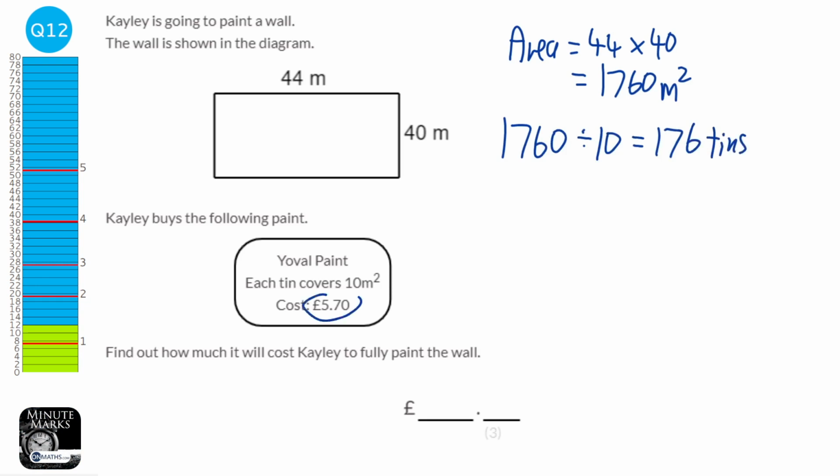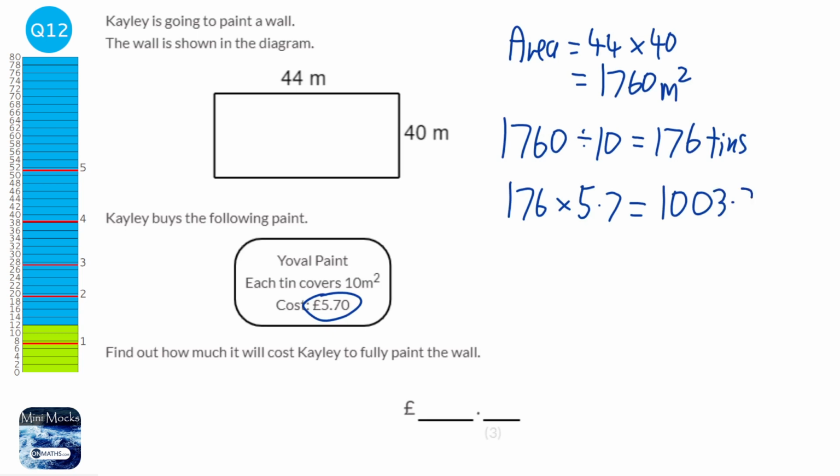And each tin costs £5.70, so it'd be 176 times the 5.7, or you could do it as 570 pence and convert it at the end, and that gives us a price of 1003.2. And so as money, that would be £1,003.20.